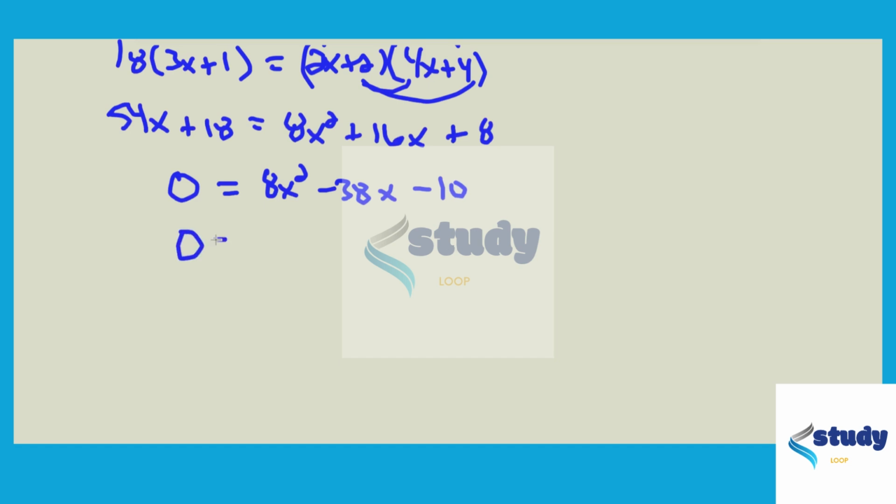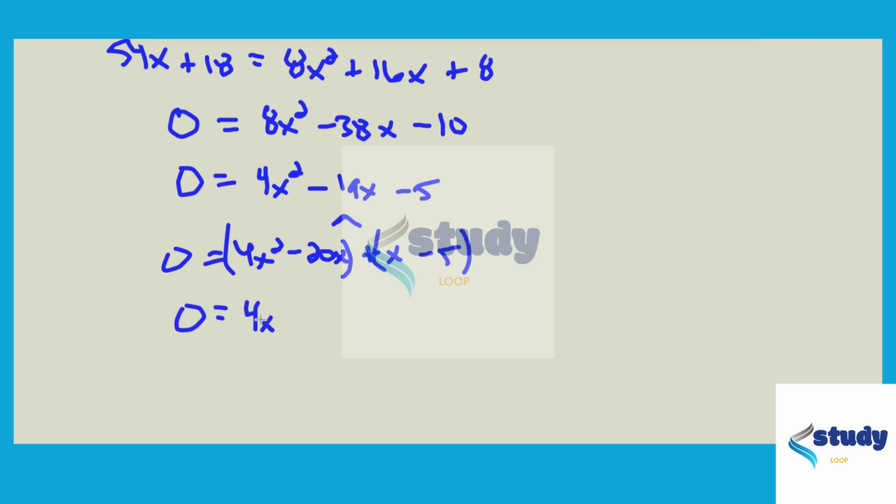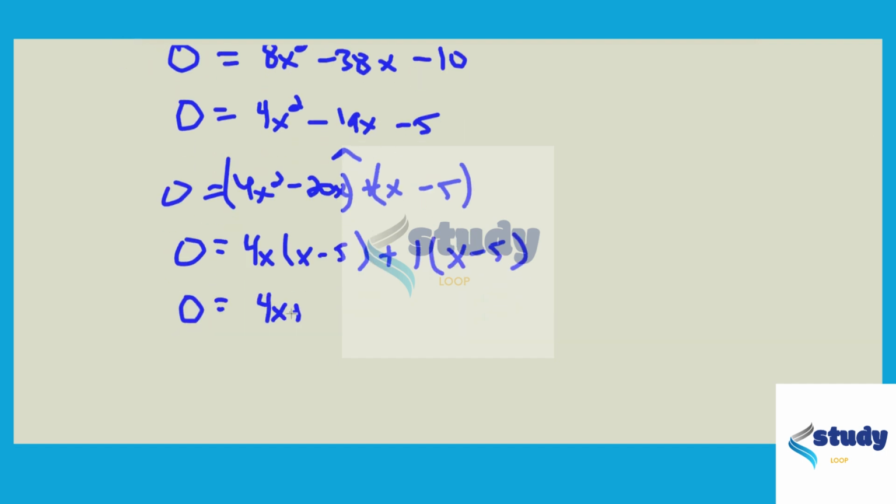They're all divisible by 2, so we can reduce this to 4x squared minus 19x minus 5. We'll multiply to negative 20 and add to negative 19. That would be a negative 20 and a positive 1. Factor by grouping. From the first group, we can take out a 4x, left with x minus 5. In the second group, we can take out a 1, left with x minus 5. And so we have one factor of 4x plus 1 and the common factor of x minus 5.